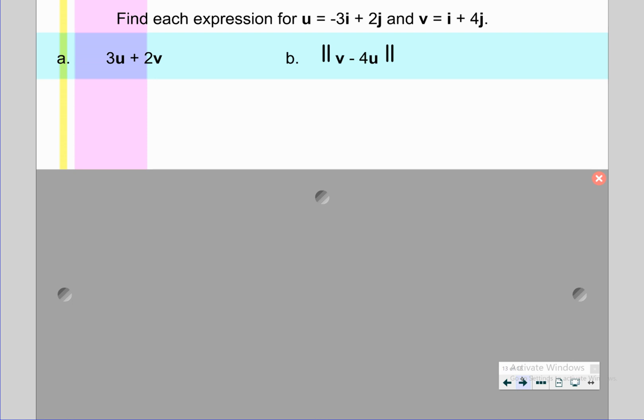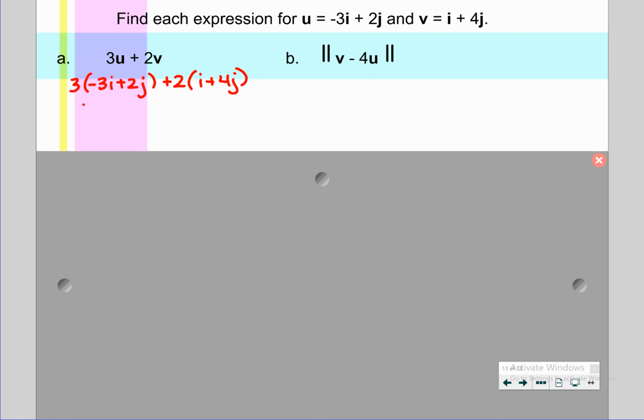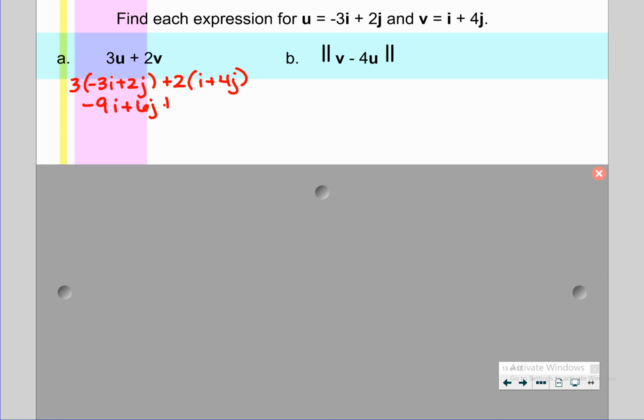If you want to keep them in ij form, though, this is what the calculations would look like. So let's say I wanted to do 3 times vector u plus 2 times vector v. 3 times vector u would be negative 3i plus 2j, plus 2 times vector v is i plus 4j. This is literally just like algebra 1 stuff. We're distributing and we're combining like terms. That's all you're doing. Okay, so if I distribute, I have negative 9i plus 6j and 2i plus 8j.